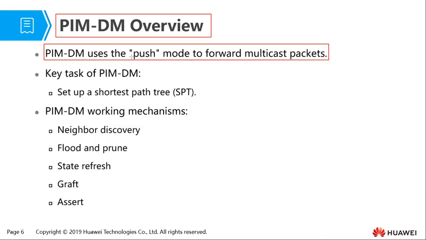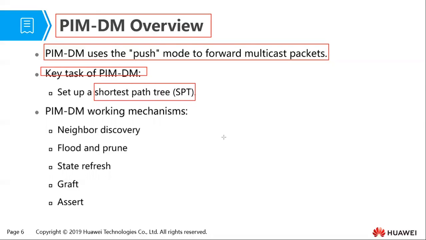PIM-DM is used in a densely distributed network, like a campus network, where the majority of the people might require that particular data. So the key task of PIM-DM is to establish what we call the shortest path tree from the source of the multicast data to the receivers.